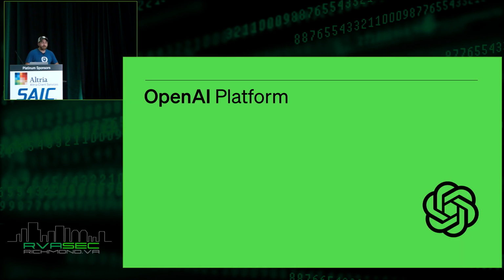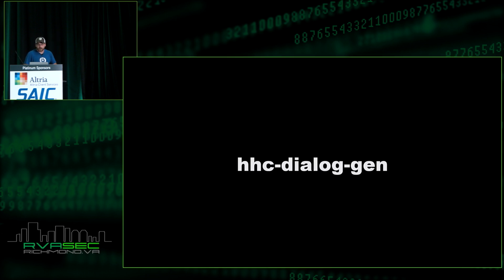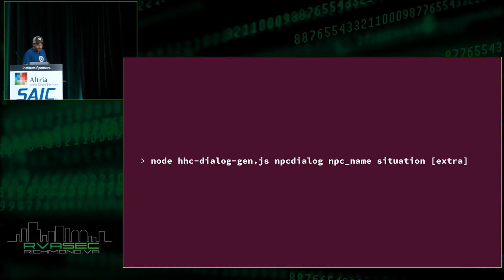We also used the OpenAI platform in our development of Holiday Hack this past year. The first thing we built was a utility called HHC Dialogue Gen. When you invoke this, you give it the name of a specific NPC in the game and a scenario that you want to have them talk about. Then you can feed it some extra directions. But the nice thing about our NPCs is they return every year, so we've got years of dialogue from all of these characters.